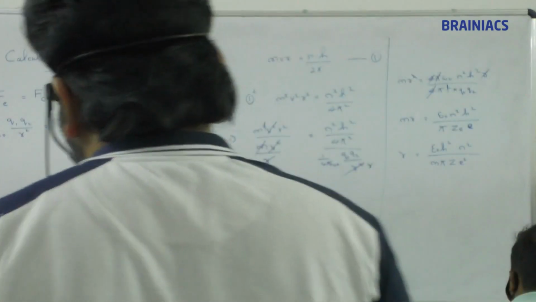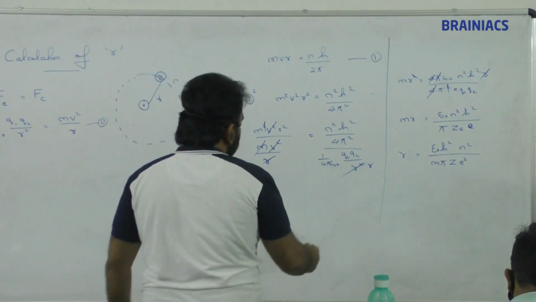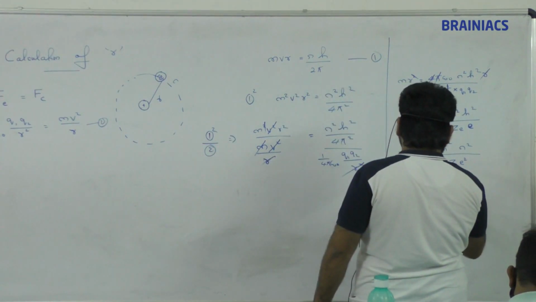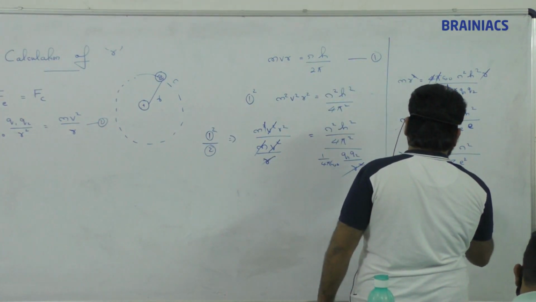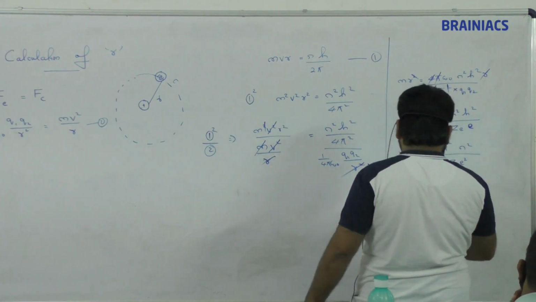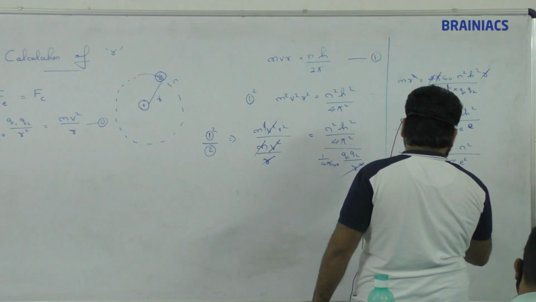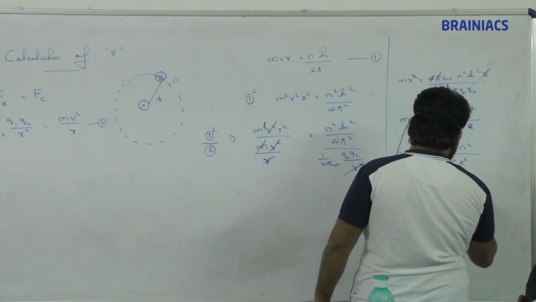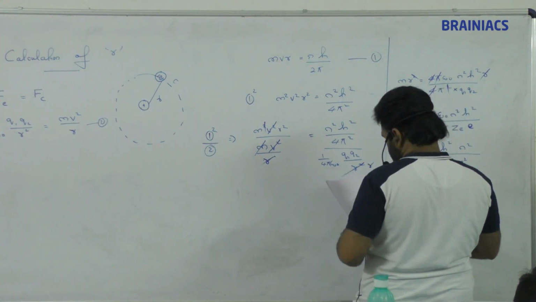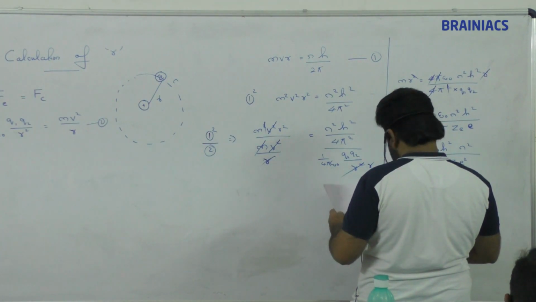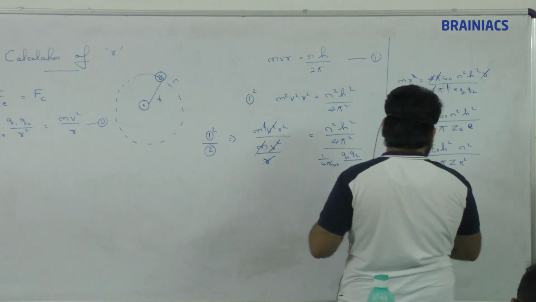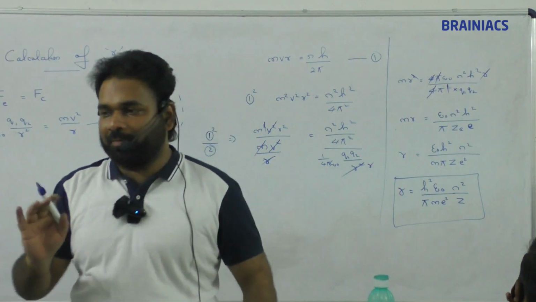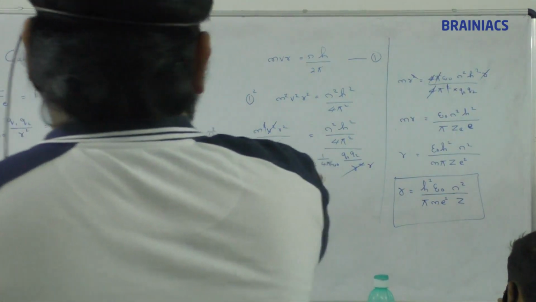Okay, so the formula for radius is equal to h square epsilon naught divided by, in the exact form, if we write, pi m e square, and this is n square, this is going to be z. Okay, so this is the radius. You need not worry, need not memorize this. So this is the formula of radius.